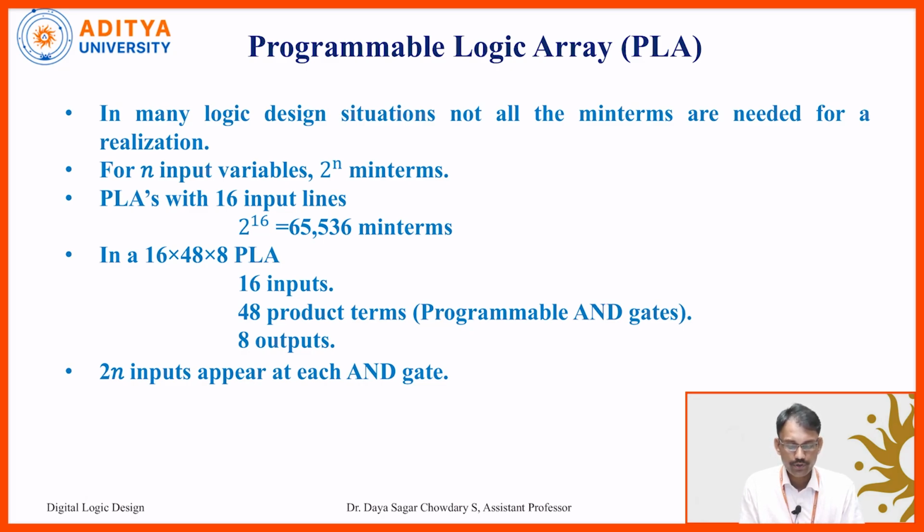For n input variables, 2 to the power of n min terms. So wherever A, B, C are there, that is A, B, C means 3, so 2 to the power of 3 is equal to 8. So total 8 combinations. For 8 combinations, 8 AND gates are used. So that is the term, 8 min terms.